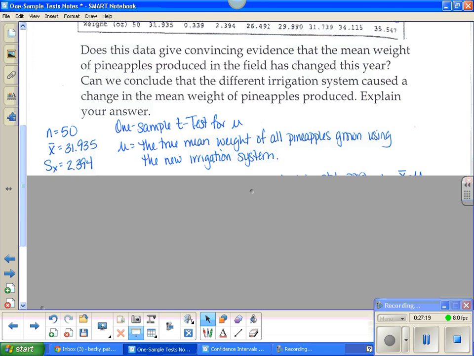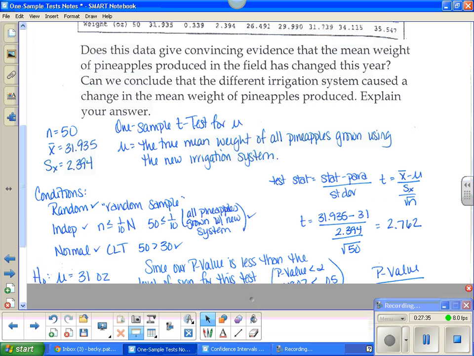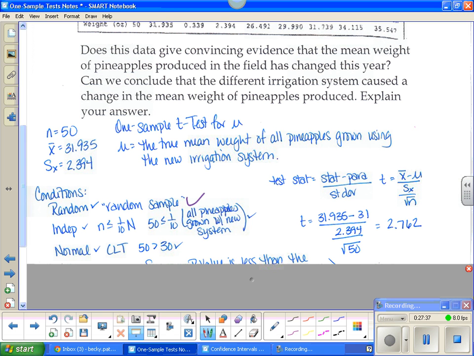Mu is the true mean weight of all pineapples grown using the new irrigation system, not just all pineapples grown, but now we're talking about the new ones grown with this new cool irrigation system. And this is just me writing out what I got from the Minitab. Conditions. I'm random. It said random sample. I'm independent. What are we assuming? At least 500 pineapples grown with this new irrigation system, which I would. I really like that sentence. Normal, CLT applies. You would write a little bit more than this. CLT applies because our sample size is bigger than 30.